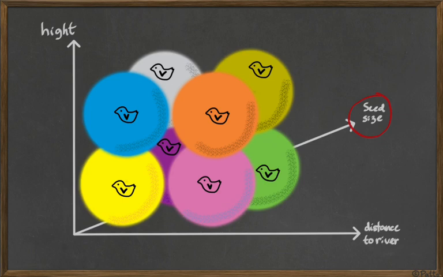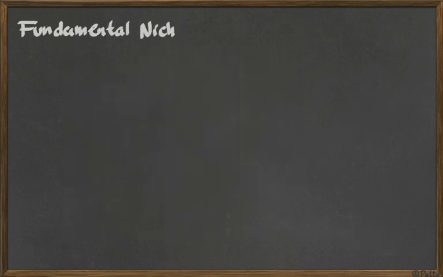And as I said before, the definition of the niche is the n-dimensional use of resources. The use of resources in every single possible dimension of the niche. Okay? So that's the idea. Now, let's get a little bit deeper on the idea. Let's talk about fundamental niche and realized niche.